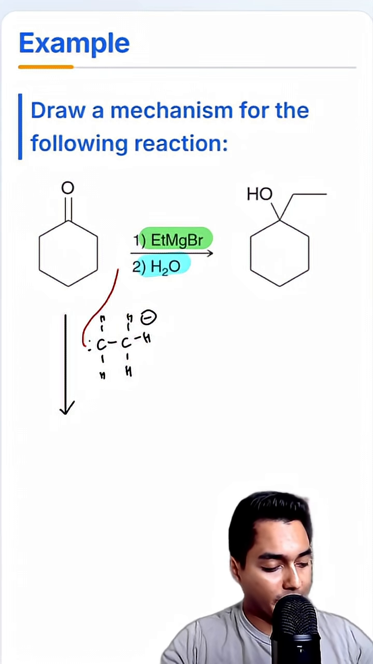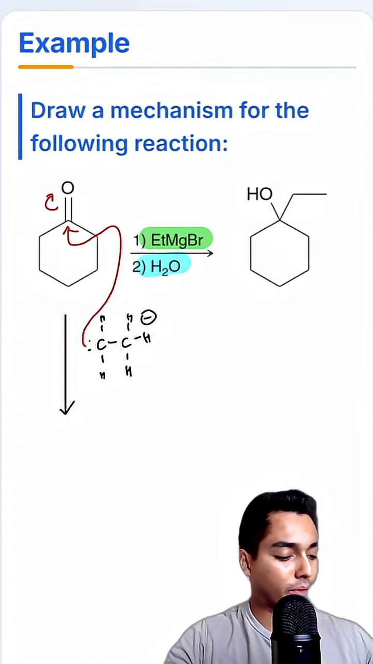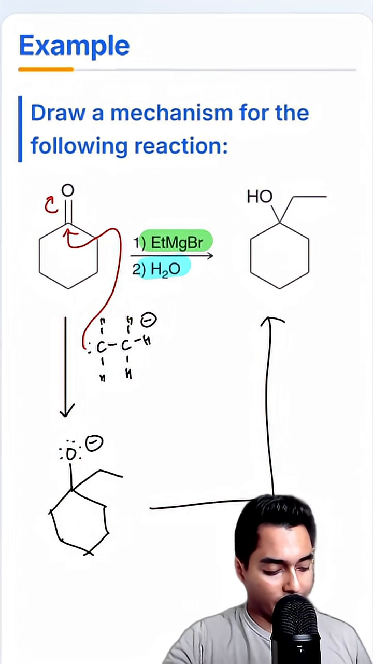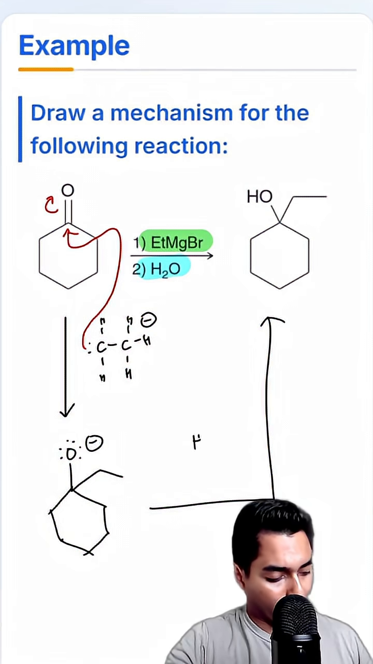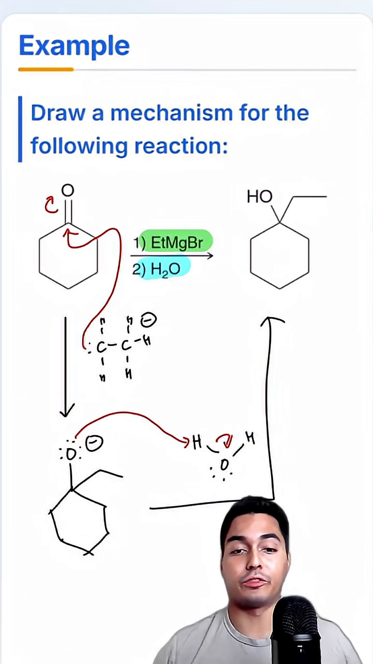It's going to come in and attack the bottom side of this carbonyl, pushing that double bond up. We're now going to have a minus charge, and our ethyl is now attached as an R group. And then for our second step, we're going to protonate this oxygen. So this oxygen is going to deprotonate the water and give us our final product.